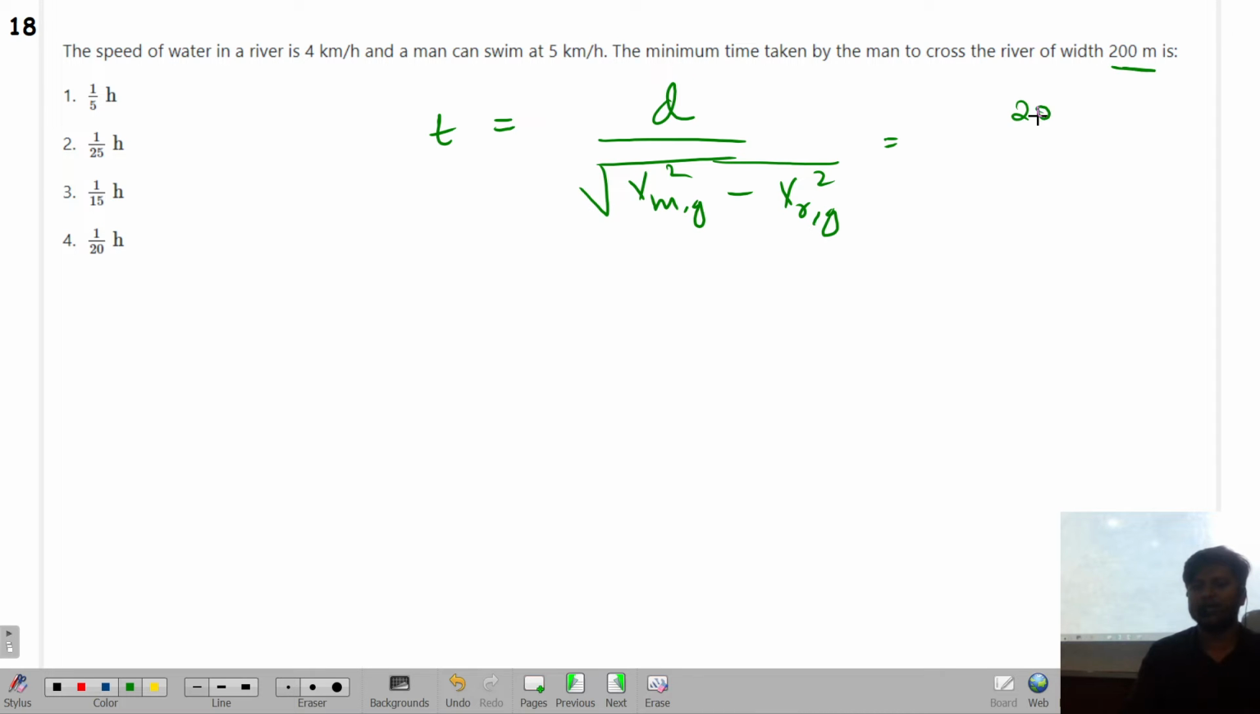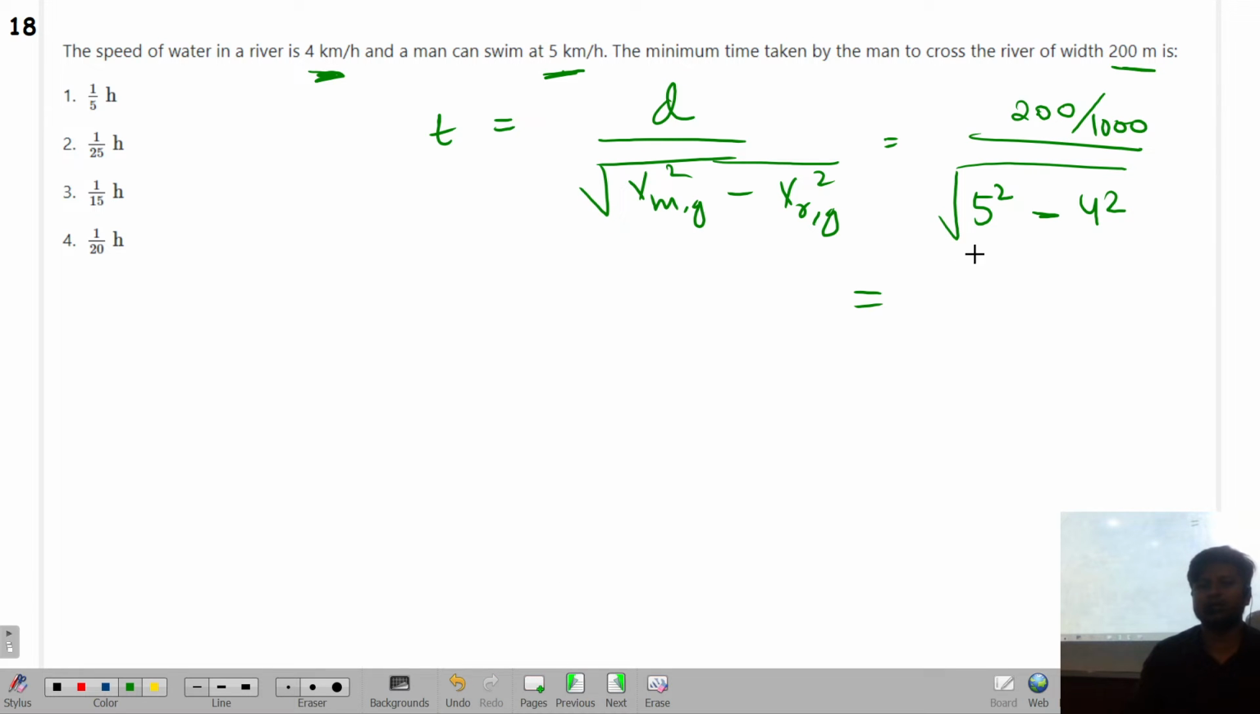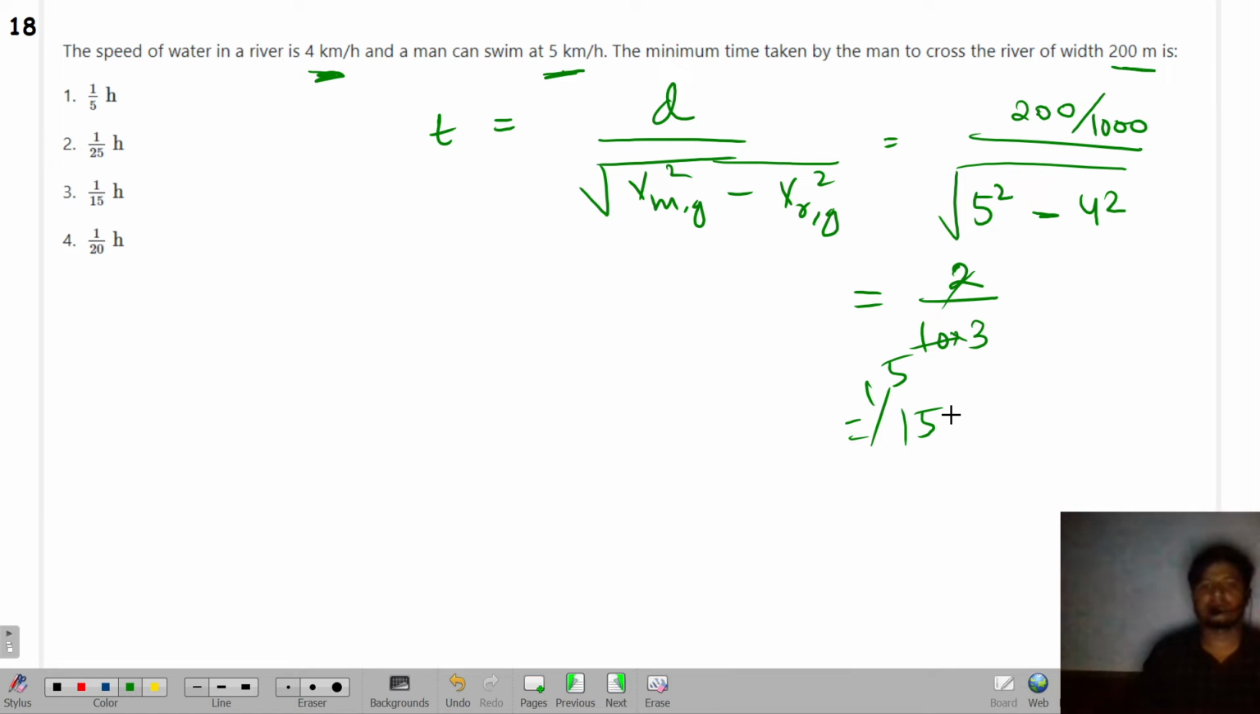The distance is how much? 200. The speed of water in the river is how much? 4 kilometer. So 4 squared minus, what is the man's speed? 5 kilometer per hour. So 5 squared. 200 meter it is. So 200 divided by 1000 will come, or not? 200 by 1000, what will I get? 2 by 10 root over 25 minus 16. What is that? 9. 9 means what value? 3. Yes or no? 2 5s are 10, 5 3s are how much? 15. 1 by 15. What should be the answer? 1 by 15. Wait for 2 minutes.